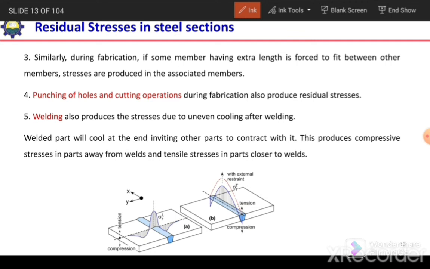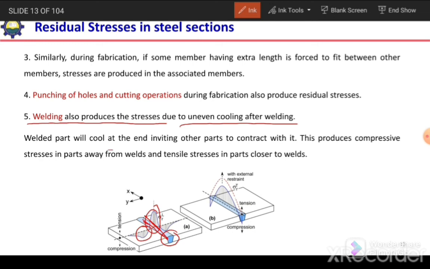Okay, the fifth source of residual stress is welding. Welding also produces stresses due to uneven cooling during or after welding. When we weld these two plates, this weld portion will cool at the end, while the adjacent portion will cool earlier. The portion which cools at the end will try to shorten, and as a result tensile stresses will develop in that portion, and the adjacent member will undergo compressive stress.